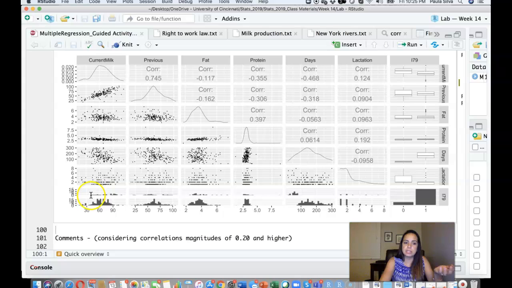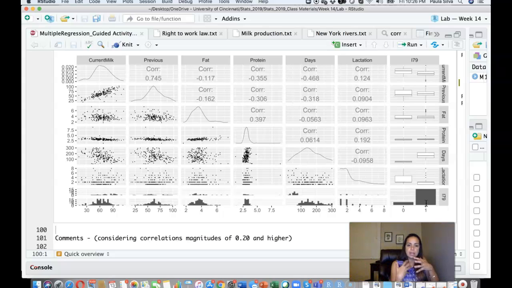So what it does, it creates a distribution of current milk production for I-79 when it's coded 0, right? It's either 0 or 1. 0 means less than 79 days. And you can see how that spread is more to the right. It's closer to higher milk production. And the peak will be more towards the left for when production of milk is from cows that have more than 79 days.